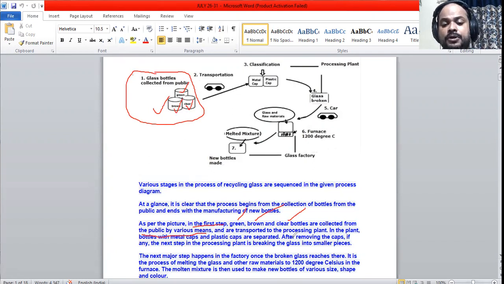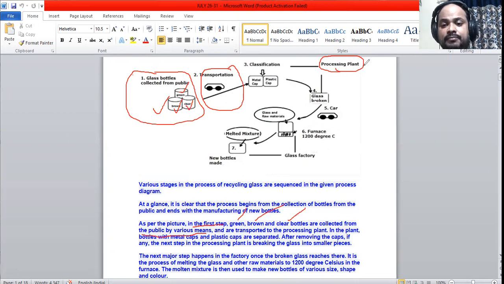And they are transported to the processing plant. So this is a transportation. I don't know whether it is transported by truck or some other means. Anyway, it is transported to the processing plant.